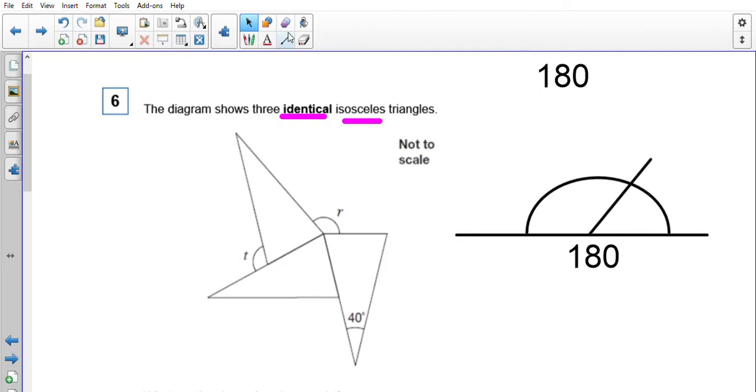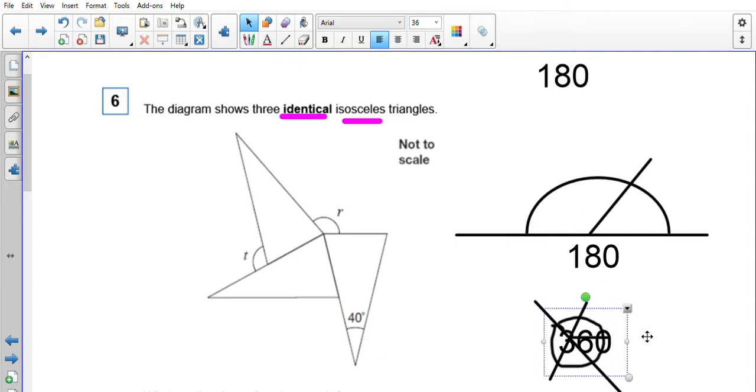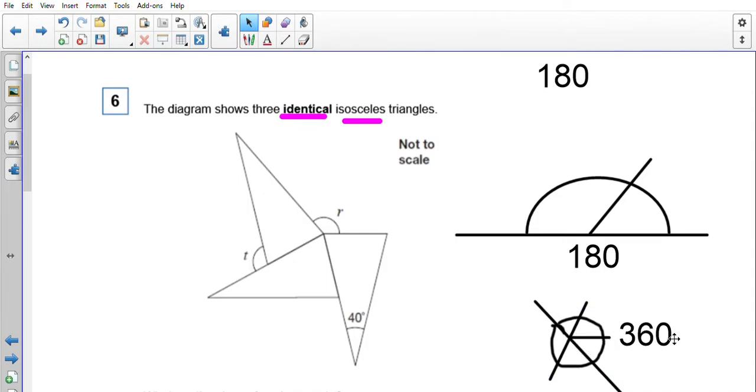The other thing to know is that angles around a point, however many there are, will give me a full circle. A full circle will give me 360 degrees. Those are the three bits of information I really need to know: triangles, straight lines, and angles around a point, 360 degrees. Okay, those are the things I need to know.